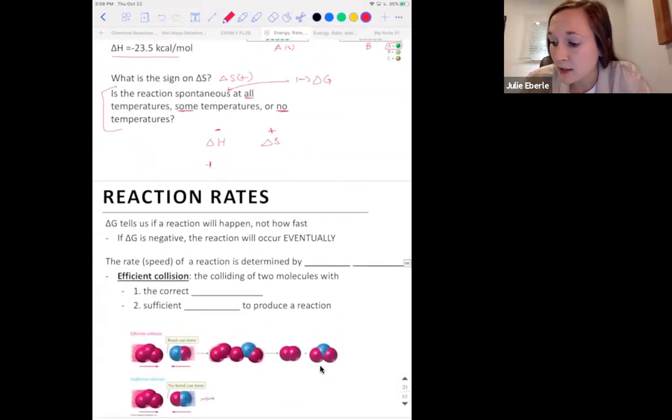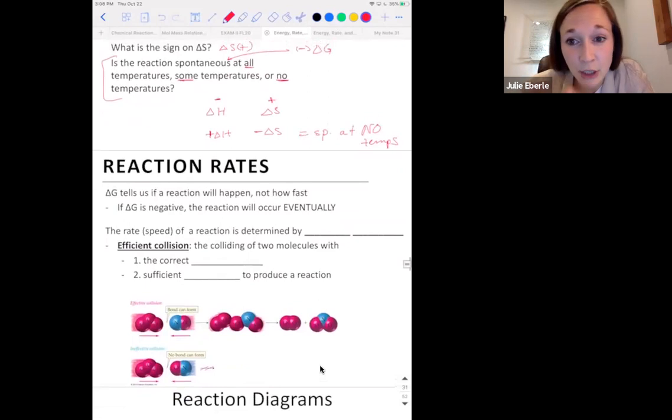If you have a positive delta H, negative delta S, this is spontaneous at no temperatures. You'll never get a negative delta G there. All right. That's the end of delta G for the moment. So we're going to put a cork in delta G for a minute, but we'll come back to delta G when we talk about equilibrium.